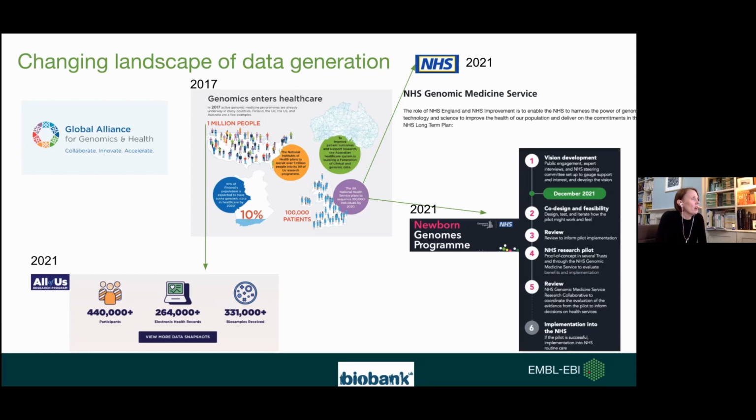But actually, that 100,000 has now morphed into the NHS Genomic Medicine Service, which operates for the benefit of the whole of the UK. And that's 66 million people and all of the individuals who might need to get referred to the Genomic Medicine Service. And that's a clinical service.